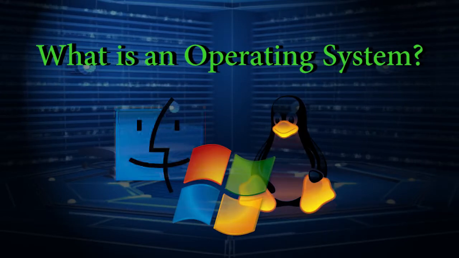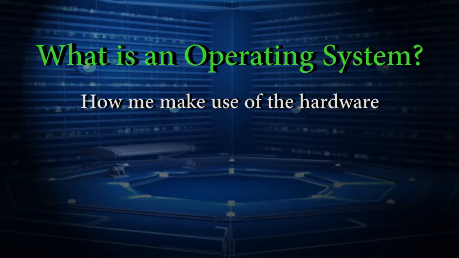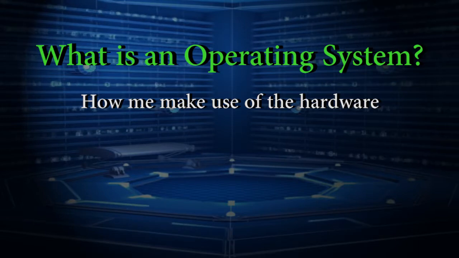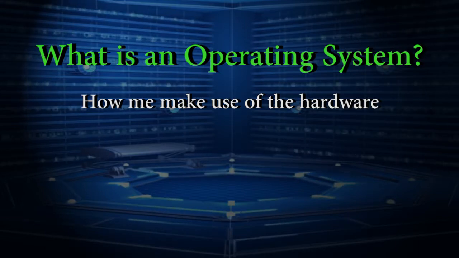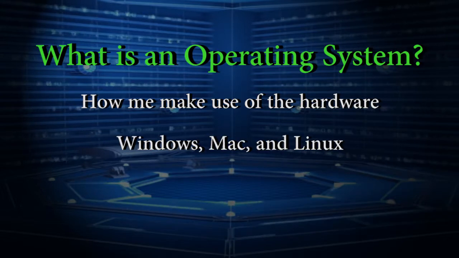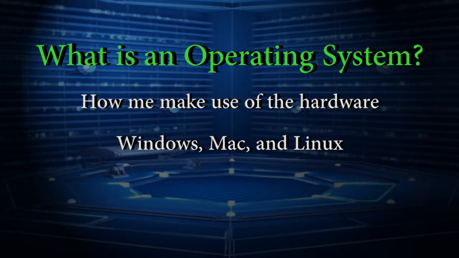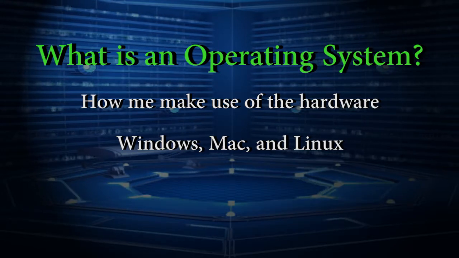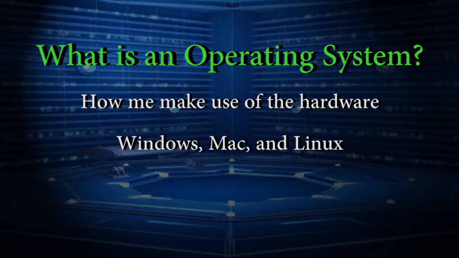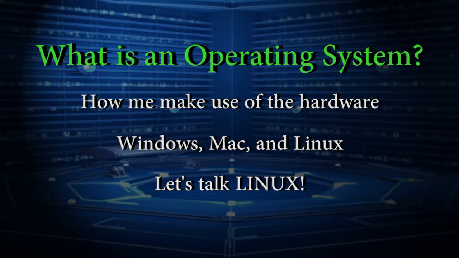What is an operating system? The operating system is the graphical user interface that makes use of all the hardware I previously mentioned and presents it in an intuitive and productive manner. There are three major operating systems in the modern computer world right now: Windows, Mac, and Linux. For this presentation, we are going to focus purely on the Linux operating system.